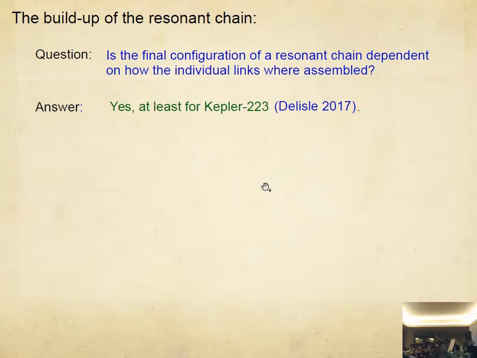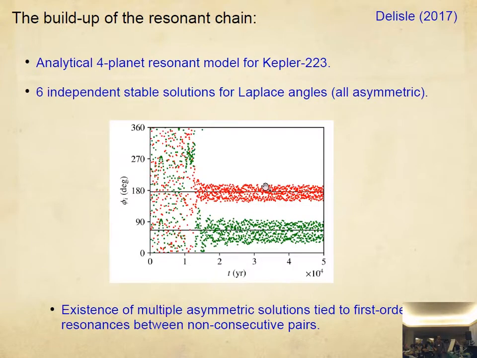There's a very nice paper by Tidally from this year that says, yes, at least for system Kepler 2-3. What he did is construct an analytical 4-planet resonant model for the system and found that there are 6 independent stable solutions of the Laplace angles, all asymmetric. One of them corresponds very well with the observed values for the Laplace angles made by Niels et al. last year. And apparently, the existence of these multiple asymmetric solutions is tied to the existence of first-order resonances between non-consecutive planets, which was that curve that we saw in the dynamical map.